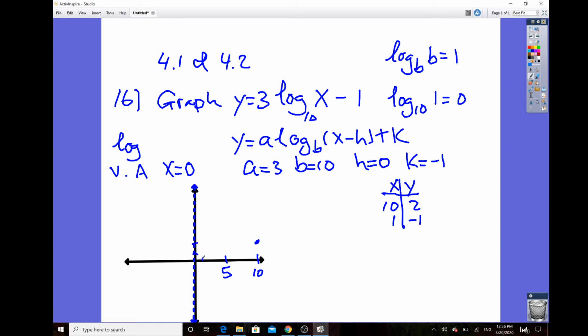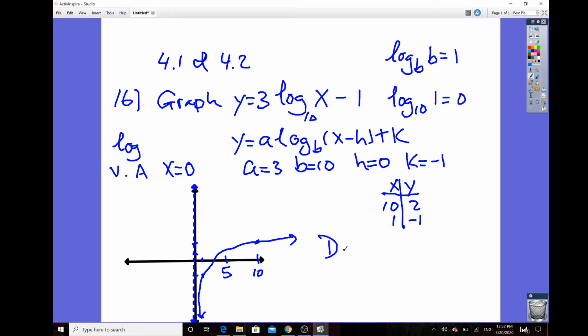So 1 is somewhere over here, negative 1 down here. And then basically all you need to do is just connect the dots. Again, the curve is getting very close to the asymptote, but never touches any point on the asymptote. So we just want to connect those two dots. So eventually it's going to be like this. Okay, so that'll be your log graph. So make sure that I put in the arrow.